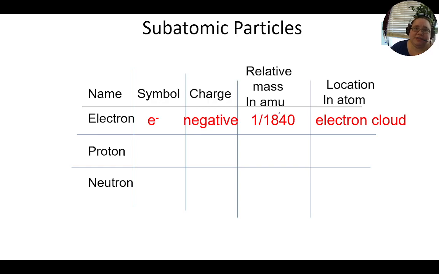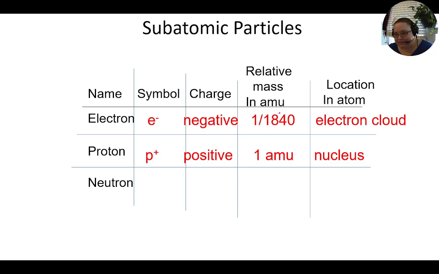Our protons, its symbol is a p with a little plus sign. Protons are positively charged and they have a mass of 1 AMU. AMU stands for atomic mass unit. Atomic mass unit is actually how we measure the masses of subatomic particles. Not that you're going to be asked this, but if you're curious, AMUs are based off of the mass of carbon-12. It is defined as 1/12 the mass of the carbon-12 atom.